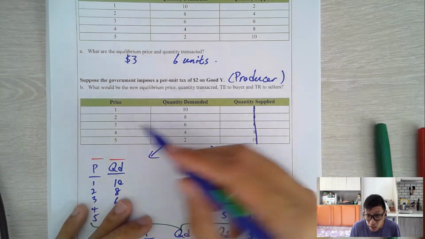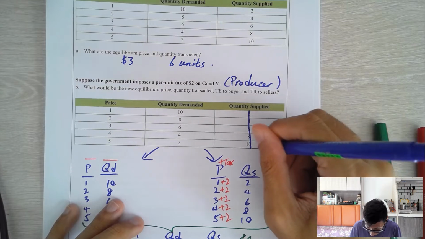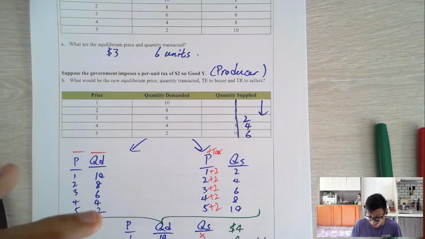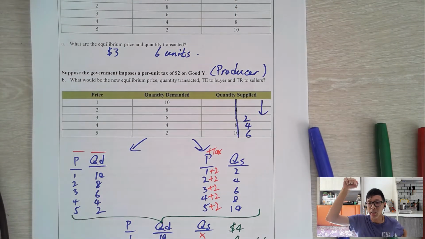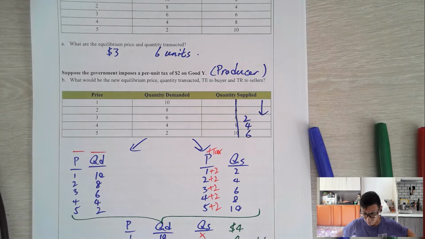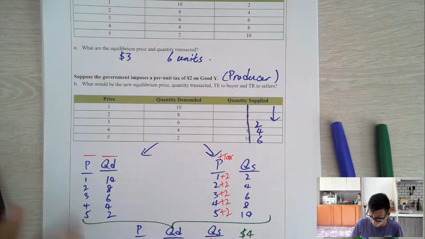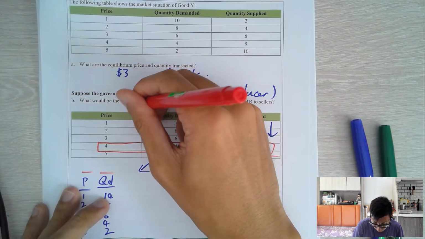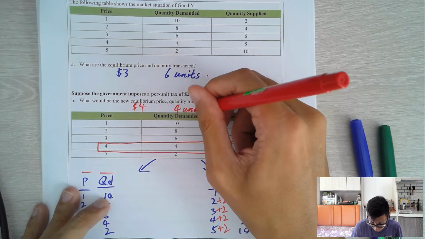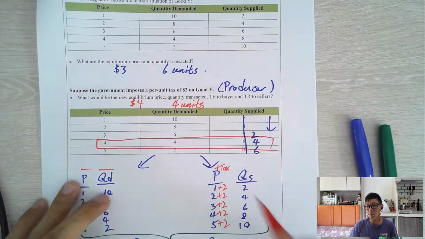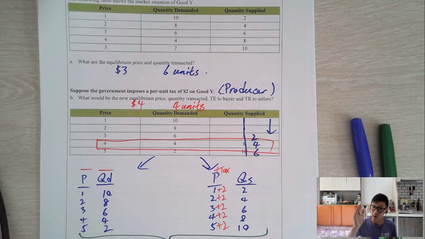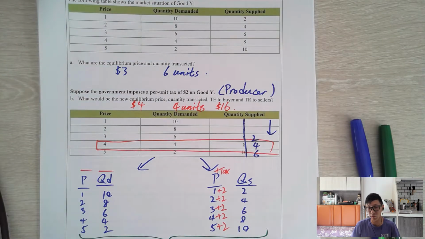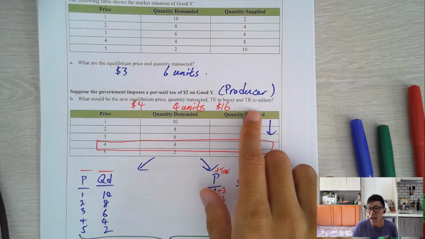So actually, this will become like this: $3, 2, 4, 6. You will see it is the QS column being shifted. 基本上將 QS 嗰行打落去啫。So new equilibrium price here, $4, 4 units. 買家總共使幾多啊？Remember P times Q, $16 they will be spending. What about total revenue to sellers?